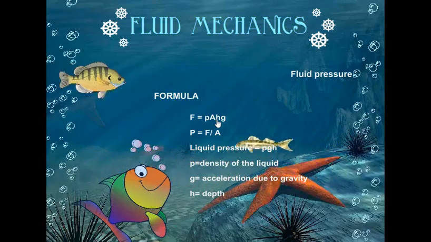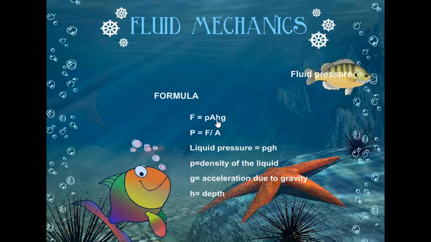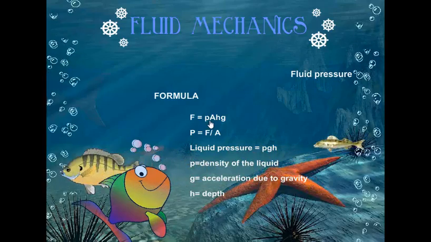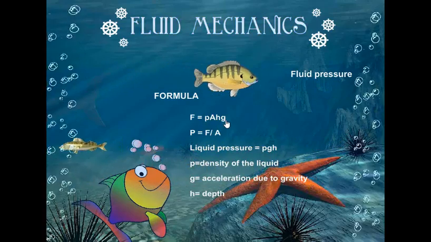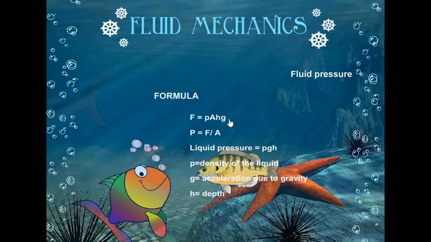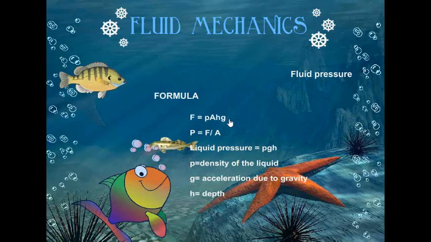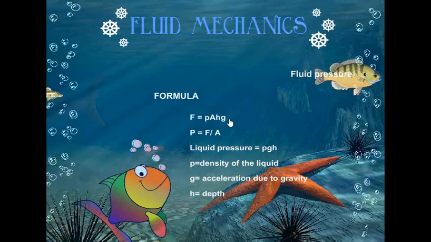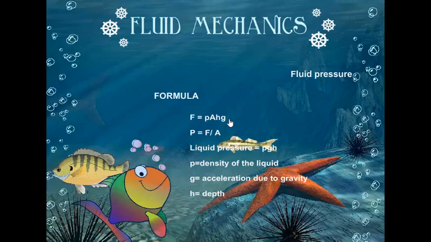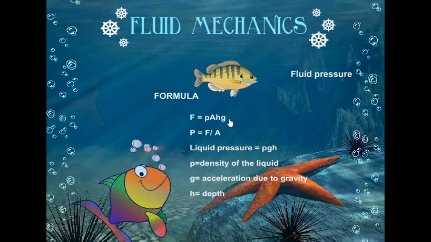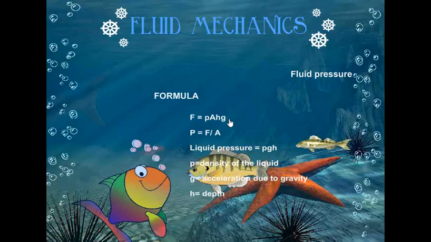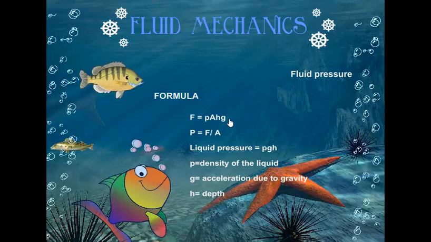And then if we talk about liquid pressure, it is also force over the area. You can see here that the force is rho, area times height times acceleration due to gravity, divided by the area. Then you will have a liquid pressure which is equivalent to rho, the density of the liquid, g, the acceleration due to gravity, and h, which is the height or the depth. So that is liquid pressure. The factors affecting it are the density of the fluid, acceleration due to gravity, and the height or the depth.